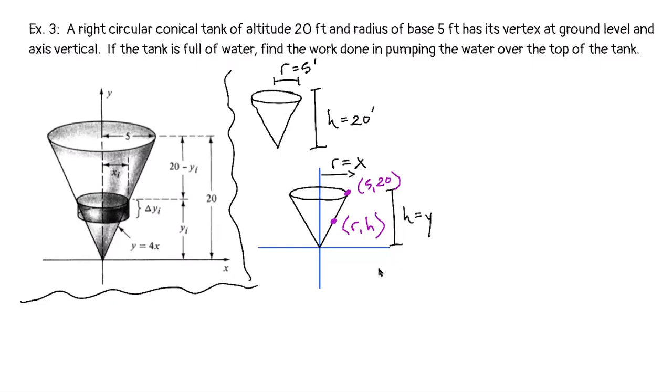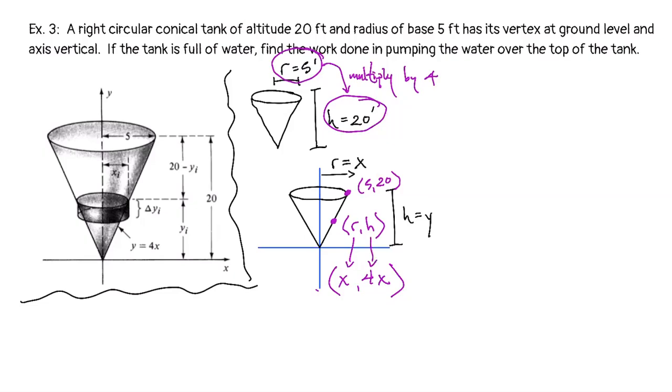We know this is the x value, and the ratios are always the same in a cone. So how do I get from 5 to 20? Well, I multiply by 4. In other words, I take the x value and multiply it by 4. So the radius is x, but the height, instead of calling it y, we can call it 4x.